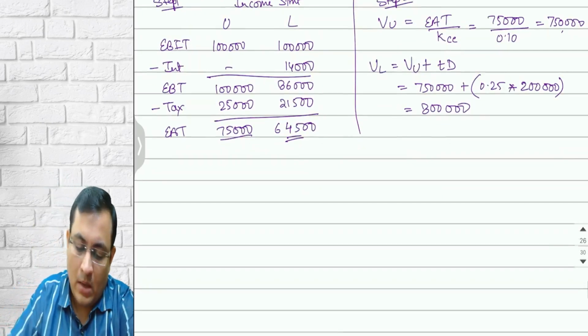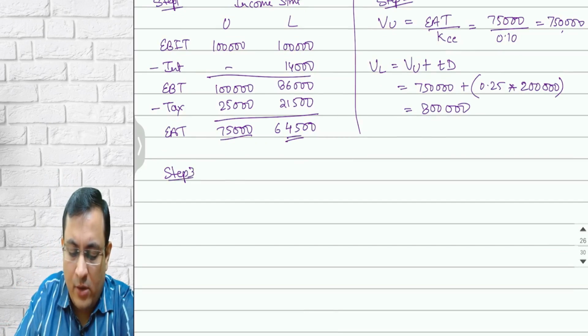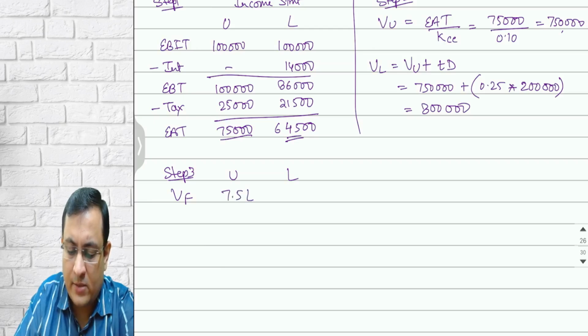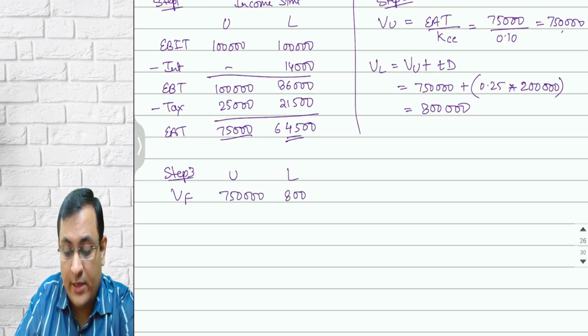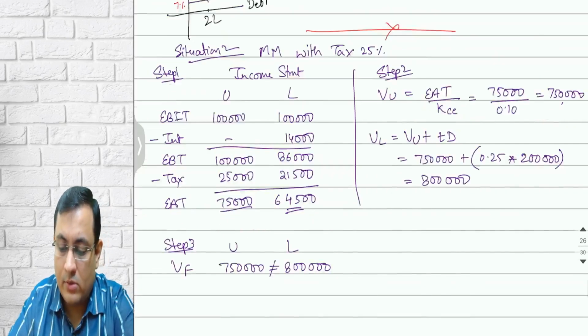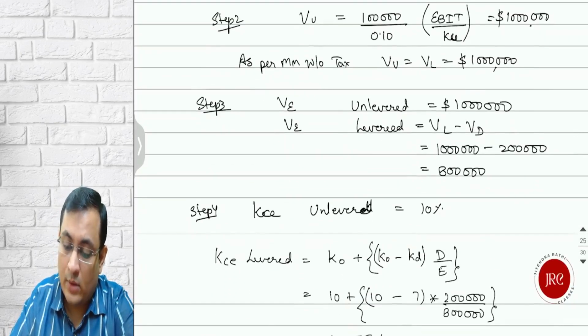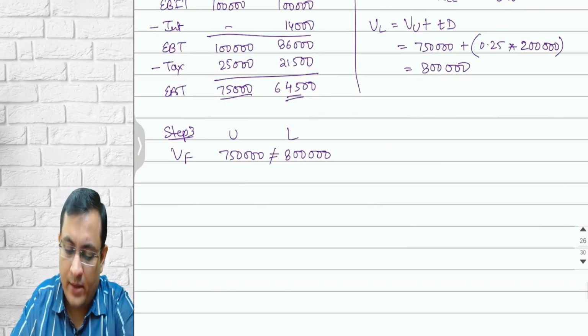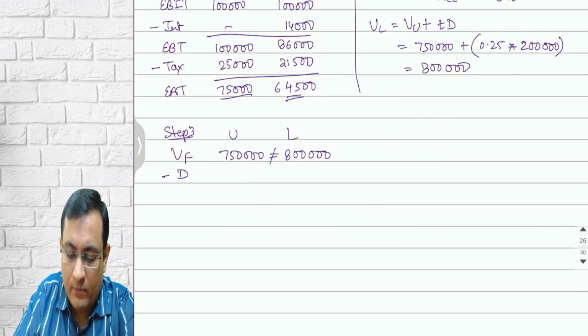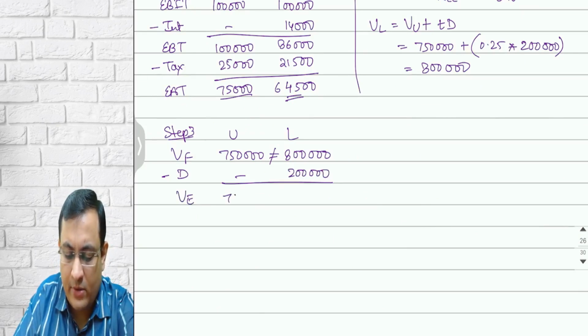Step 3, calculate value of equity. So value of firm in this case is 7.5 lakhs. In this case, it is now changing. It is not equal. Earlier, value of unlevered and value of levered were exactly equal, both 1 million. So now it is different. Minus debt: in this case 0, in this case 2 lakhs. So we got value of equity. In this case it's 750, and in this case it is 6 lakhs.